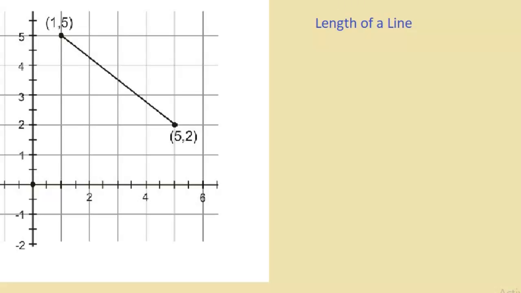What if you form a triangle, a right angle triangle, like this, and then, so you form a right angle triangle like that. Could you now calculate the length of the line? Let's do it using Pythagoras theorem.